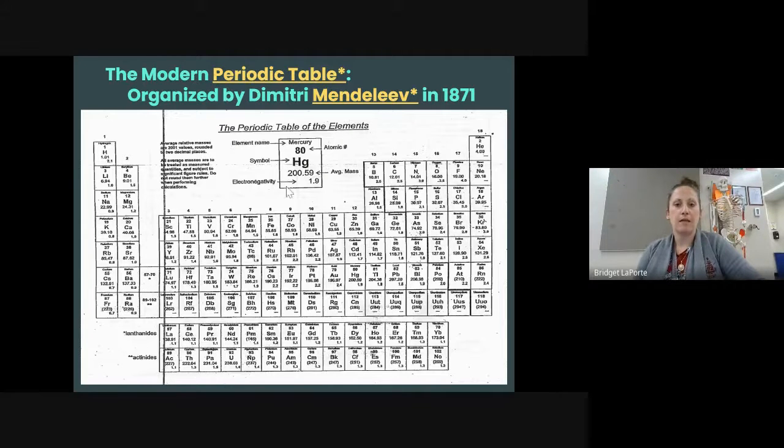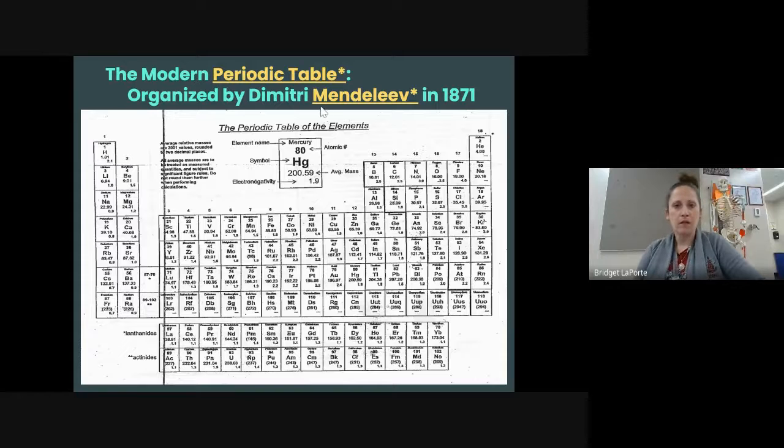Again, here is that key for the elements, providing you with the name, the atomic number, aka the proton number, the chemical symbol, that average atomic mass that we're not going to be using, that is a decimal, and then the electronegativity, which is another number we are not going to be concerned about. If you go on to take chemistry, you'll be concerned about those two numbers.